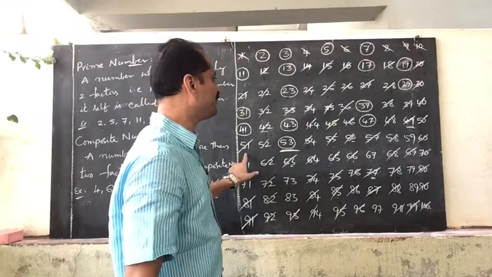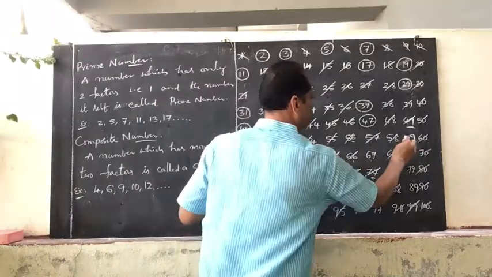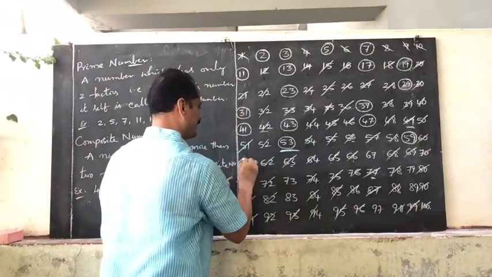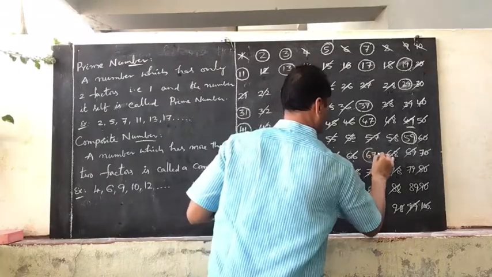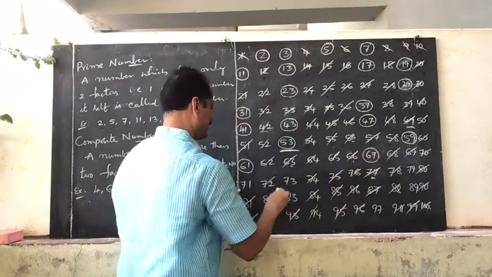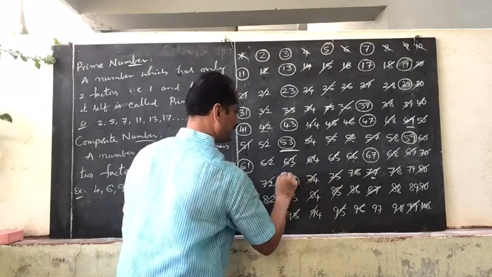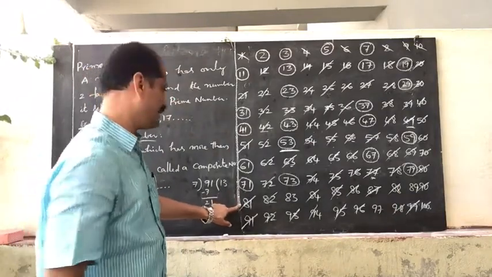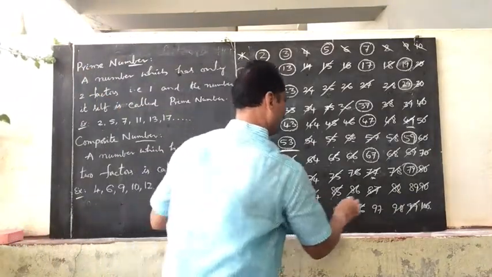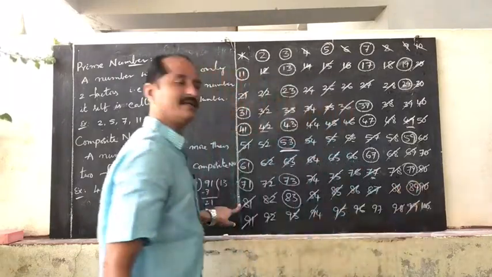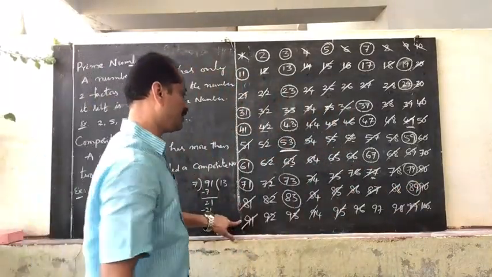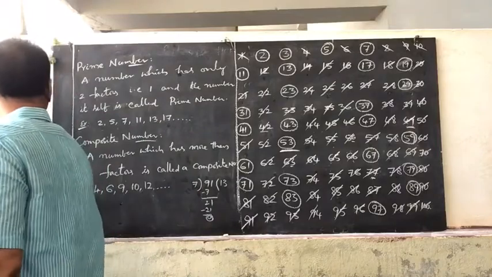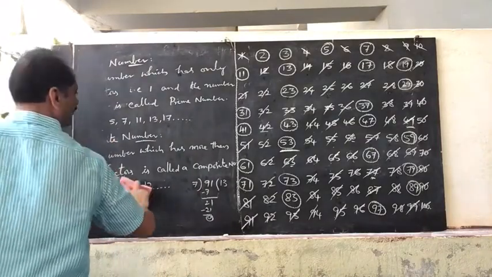Now in between 50 and 60 we have 53 and 59, two prime numbers. In between 60 and 70, 61 and 67, two prime numbers are there. In between 70 and 80, 71, 73 and 79, three prime numbers are there. In between 80 and 90, 83 and 89, two prime numbers are there. In between 90 and 100, how many prime numbers are there? 97, one prime number is there. So in this way you can find all the prime numbers between 1 to 100.